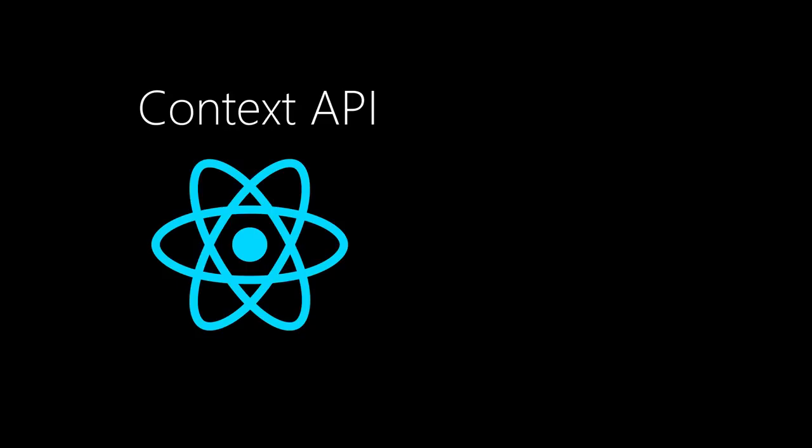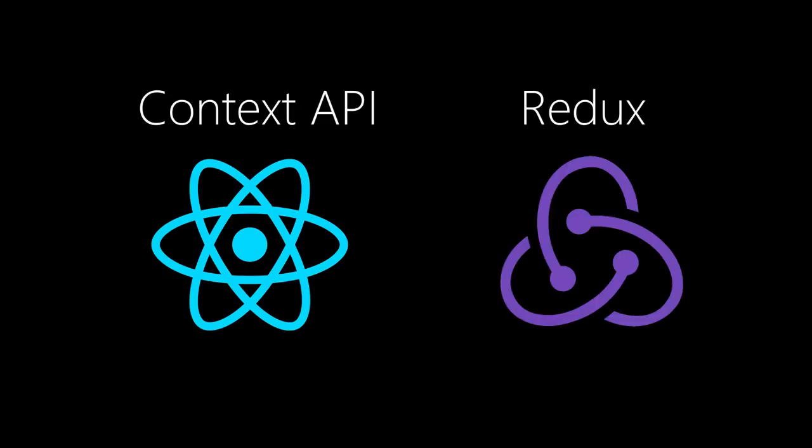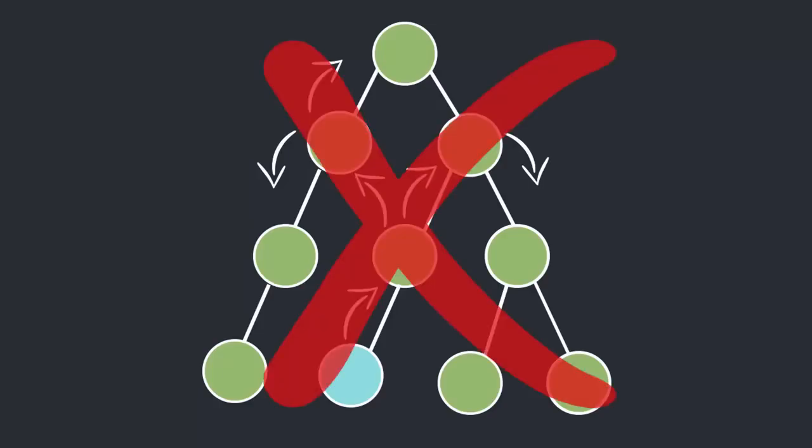We have several options to handle this, like using the built-in context API or using a third-party package like Redux and many others out there. With these, we are able to create some form of global state and use it across multiple components in our component tree without having to deal with prop drilling.